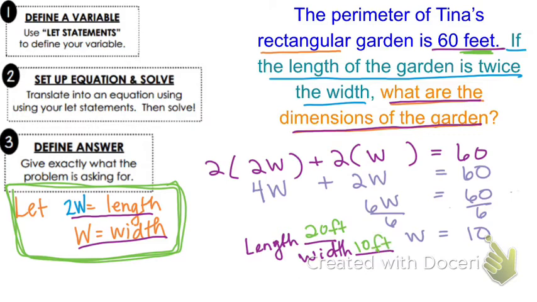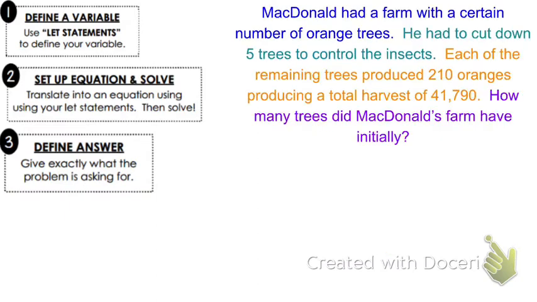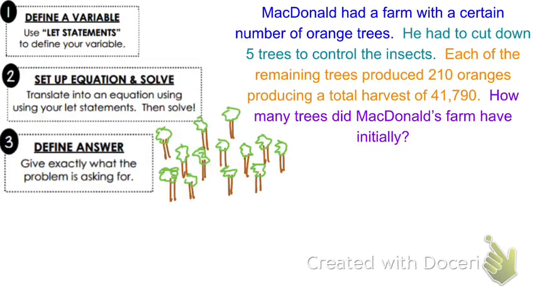Let's try another one. So again, why don't you pause it and read through this situation. So our first step is to define the variable. Again, I always look to the question to see what they're asking. That's our unknown. And the unknown is how many trees did the farm have initially to start with. So I'm going to call that I.